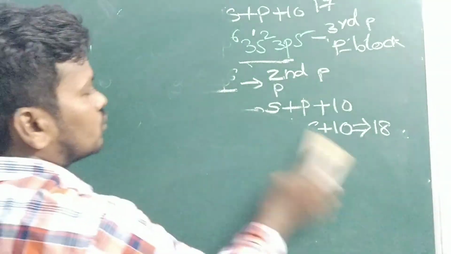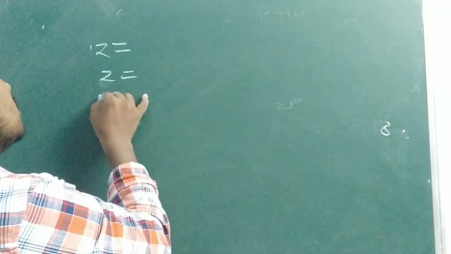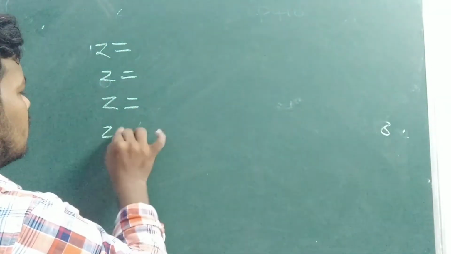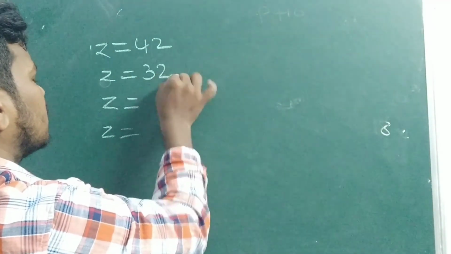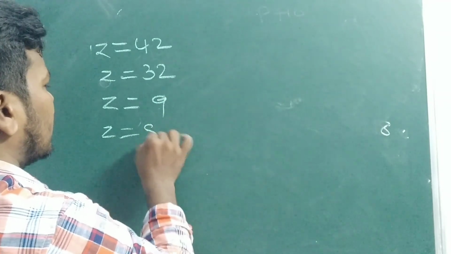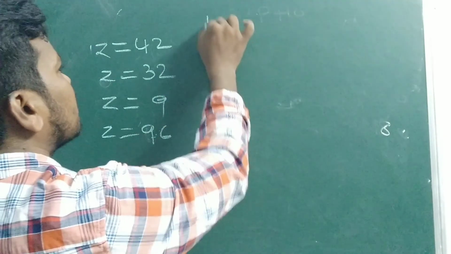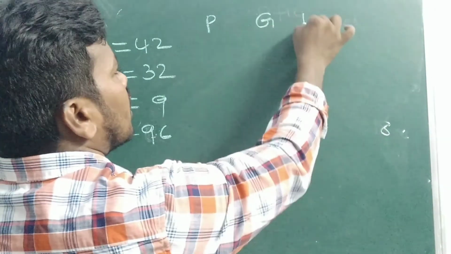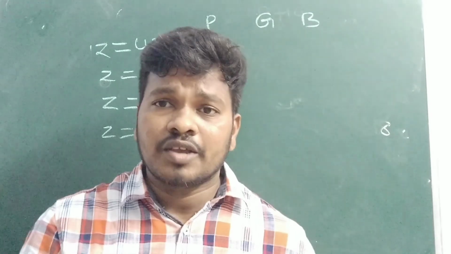Now you can calculate the sum of the period and group number of the given atomic numbers, and comment in the comment section. Atomic numbers: 42, 32, 9, 80, 96. What is the period, group and block? Find out and comment in the comment section. Thank you for watching the video.